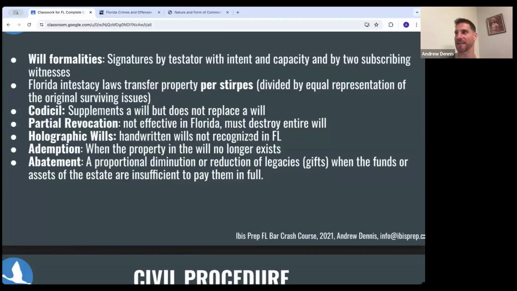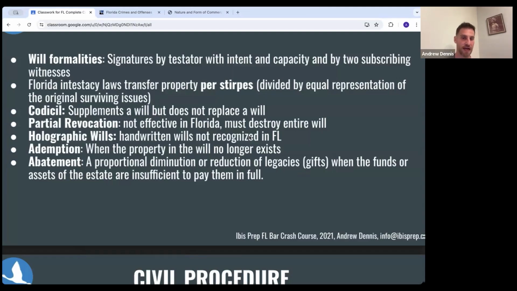A codicil is like an amendment to a will, right? It has to comply with will formalities. It supplements a will but does not replace a will. Just know that if you write one will and then you replace it with a second will and then you revoke the second will, that doesn't automatically revive the first will. And in Florida, we do not recognize partial revocation, so you can't just cross something out in a will. You also cannot put any dispositive, meaning disposal of property, meaning distribution of property, beneath the signatures. The signatures need to go beneath all the dispositive parts of the will.